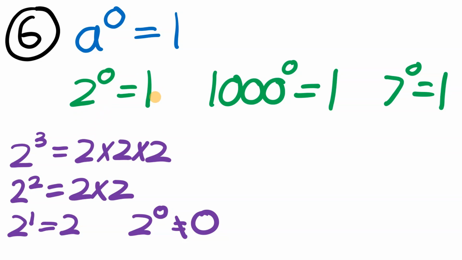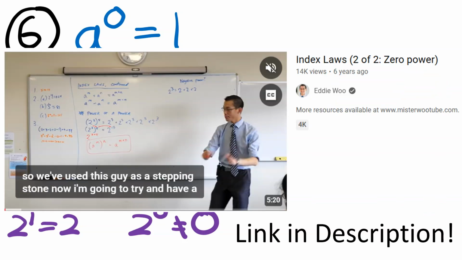I'm not going to explain why here, because you don't need to know it for A level. You can just memorize it if you want. If you are interested in why, there's a really good video by Eddie Wu in which he talks about why anything to the power of 0 is equal to 1, if you are interested at all for why it's the case.